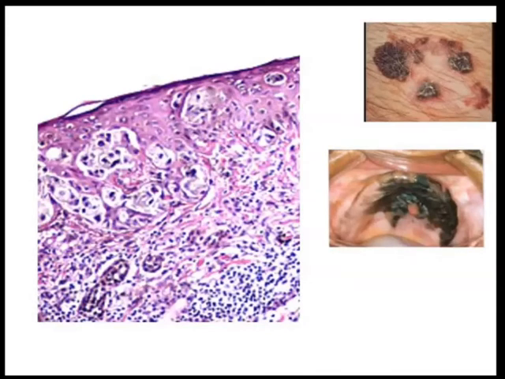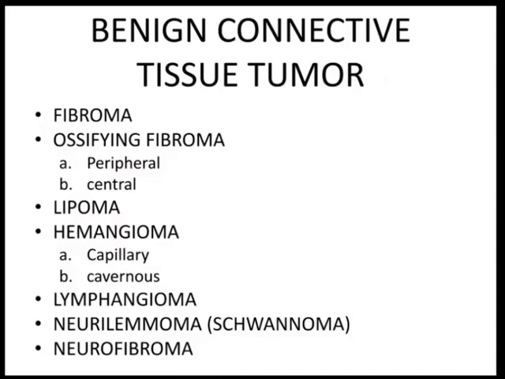So to the right is a clinical pic which is seen on the skin as well as in the oral cavity, the palatal aspect, and to the left is a histopathological feature wherein you can see the epithelial cells invading into the connective tissue. So this finishes the connective tissue epithelial tumor.